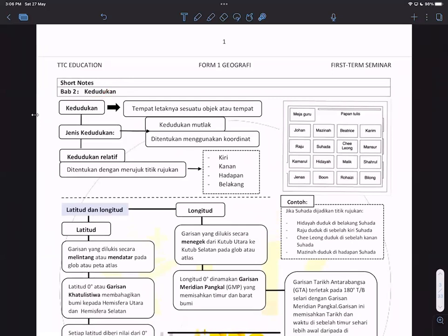Done. So when we are trying to learn bab 2, it's known as kedudukan. We have 2 types of kedudukan. So highlight what is kedudukan mutlak, what is kedudukan relatif. So circle. So what is kedudukan relatif? It's just kiri, kanan, depan or hadapan, or the last one, belakang. So this is the 4.